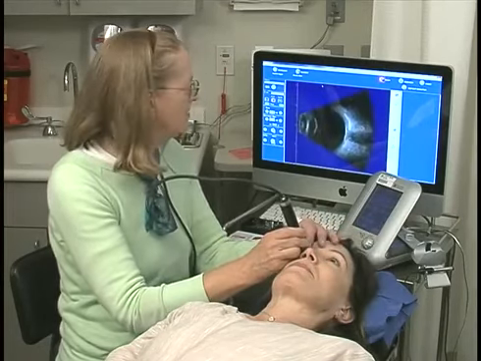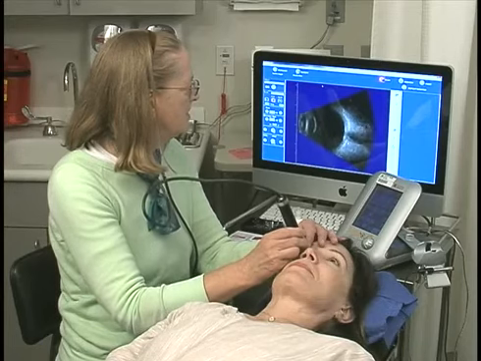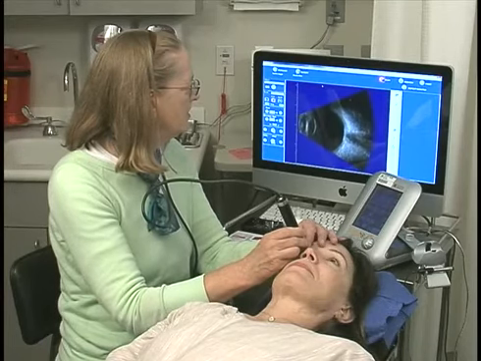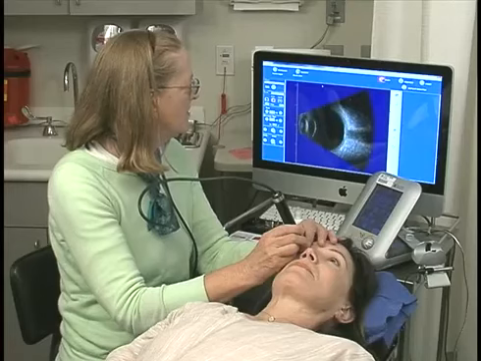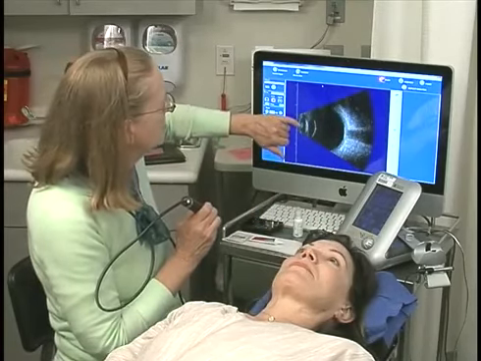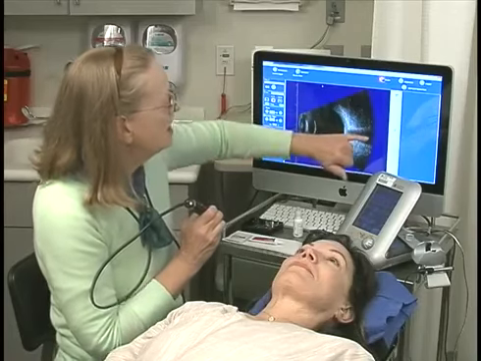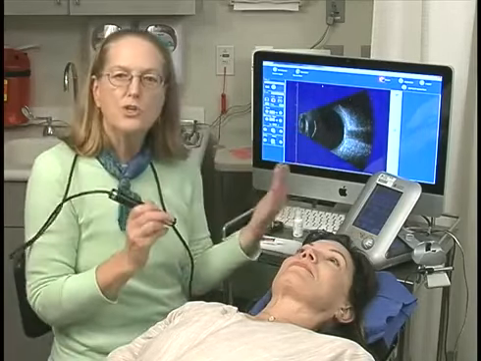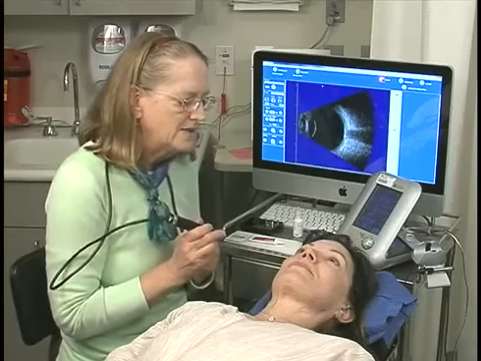Lower the gain a little bit. That's a little bit cleaner now. There's the optic nerve. And there's the double peak of the cornea. Anterior cornea, posterior lens capsule, optic nerve. So those are the components of a classic axial scan.